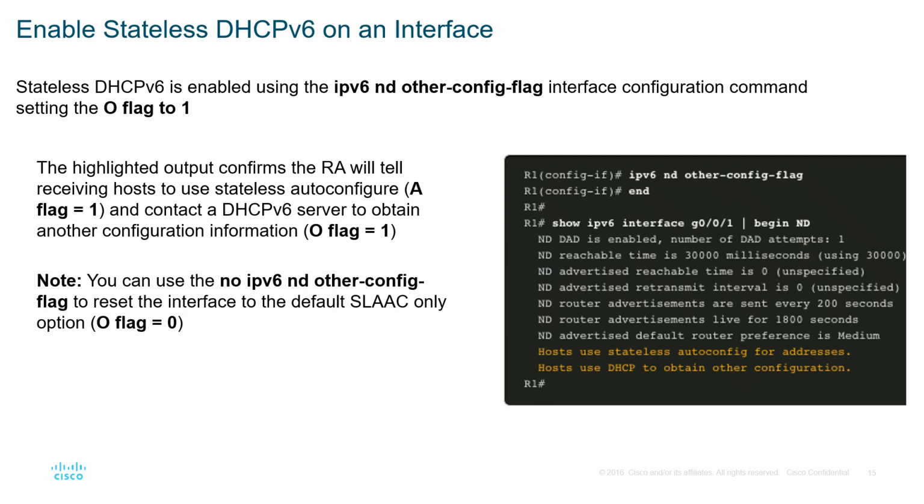Stateless is enabled using the ipv6 nd other-config-flag interface command and by setting the O flag to 1. The highlighted output confirms that the RA will tell the receiving host to use stateless autoconfiguration because the A flag is set to 1 and to contact a DHCP server because the O flag is set to 1. You can use the no ipv6 nd other-config-flag command to reset the interface to the default of SLAAC only.